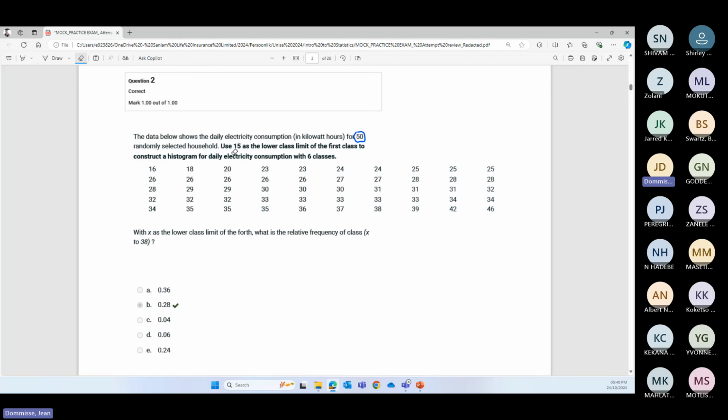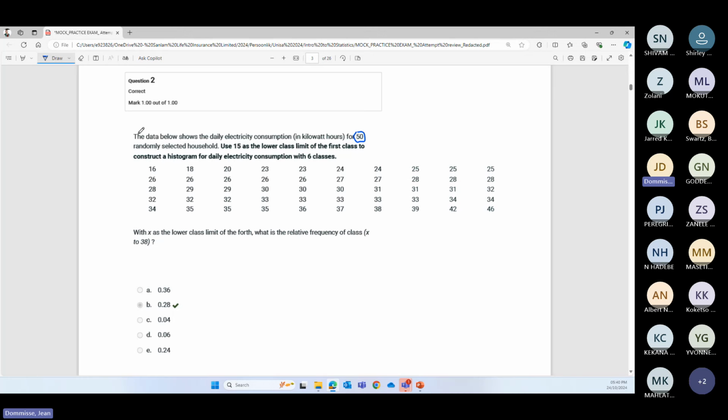So you can see all the wording was up until here. So if something like that happens where a piece of data is cut off, please just let me know, then we can mark it at the lecture. So with x as the lower class limit of a fourth class, what is the relative frequency of class x to 38?